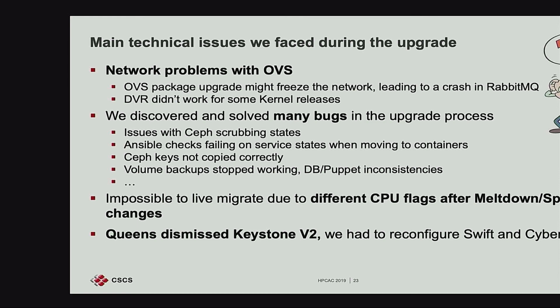Something else which also affected our uptime during the upgrade was that during this period, the Meltdown and Spectre vulnerabilities came to the public. So there were new kernels available, and the new kernels had a reduced set of CPU flags. So basically we could not do live migrations anymore across machines because we were moving from an old kernel which had more CPU flags than the newer kernel. And this was not working in terms of live migration.